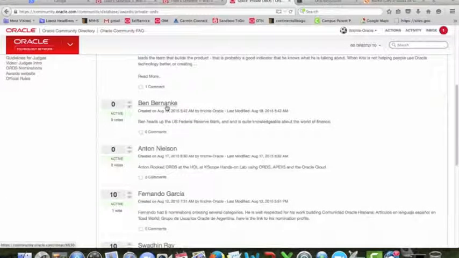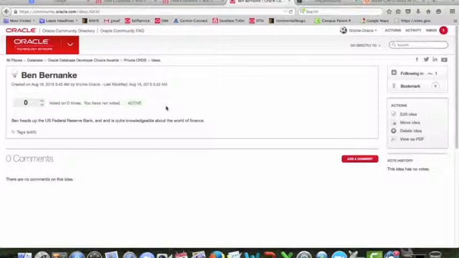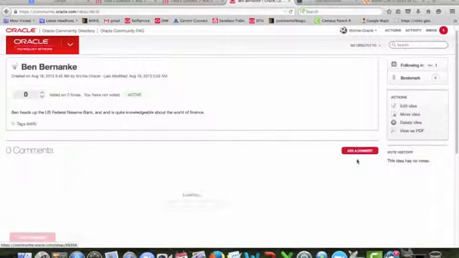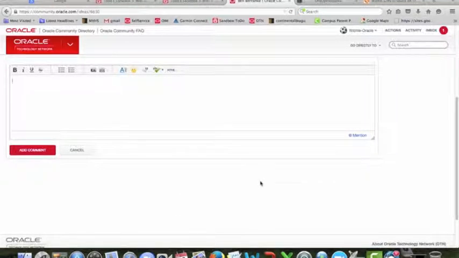Ben Bernanke. Okay, so Ben heads up the U.S. Federal Reserve Bank. Is quite knowledgeable about the world of finance. The problem I have with this nomination is I'm not really sure whether the Federal Reserve Bank is a private institution or whether it's a government institution, but I'm pretty sure that since Ben was voted in, he's probably a government employee. No government employees, no matter where they work, are eligible for the nomination. So that would be another one.